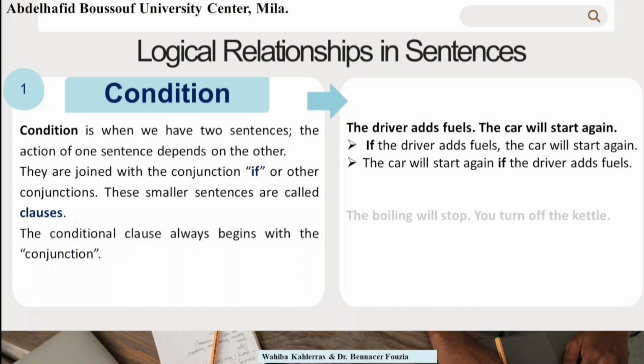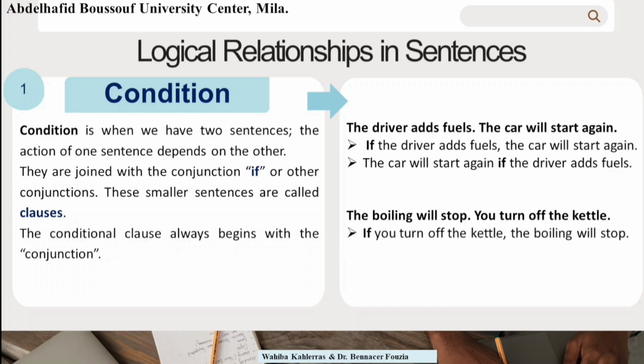Let's have another example. The boiling will stop. You turn off the kettle. Obviously, there is a logical relationship between two independent sentences, so let's join them into one full sentence of two clauses. If you turn off the kettle, the boiling will stop. Okay? And I can also invert the sentences and start with the result and then go into the condition. And I say, the boiling will stop if you turn off the kettle.